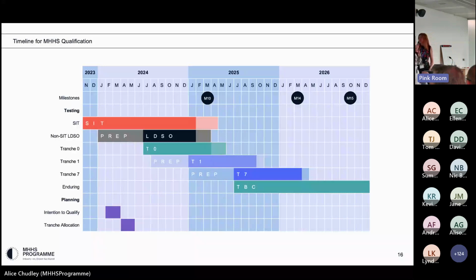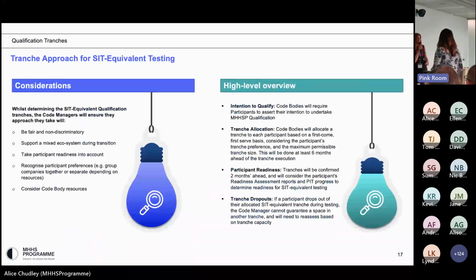Thank you. Okay, to move on to the next slide, please. So V just mentioned the qualification tranches there. We've needed to put tranches in place in order to manage our capacity through qualification, and that was something that the Balancing and Settlement Code recognised in Section C. Obviously, we needed to consider carefully our approach to how we manage those tranches, how we put them together.